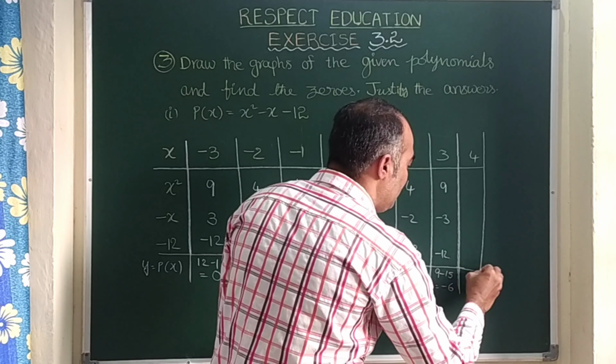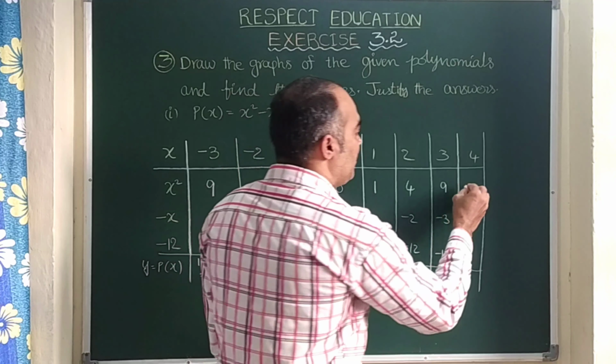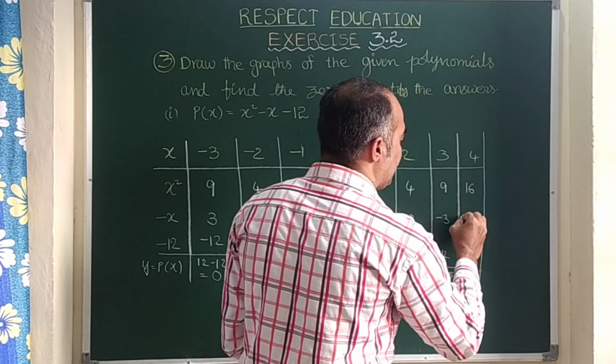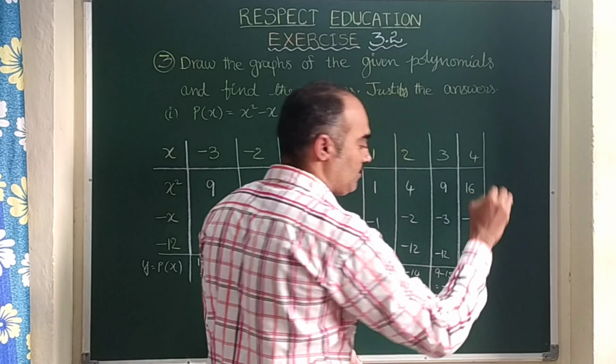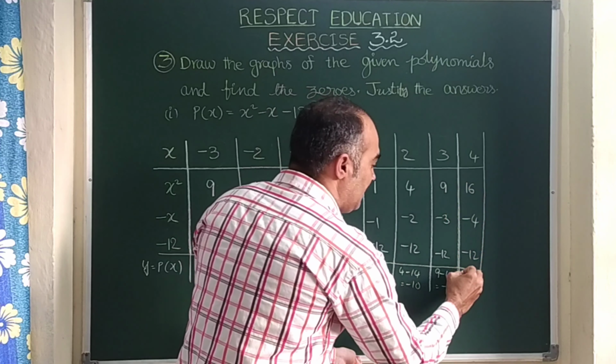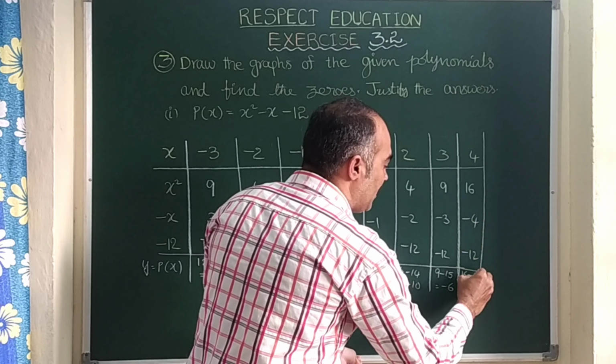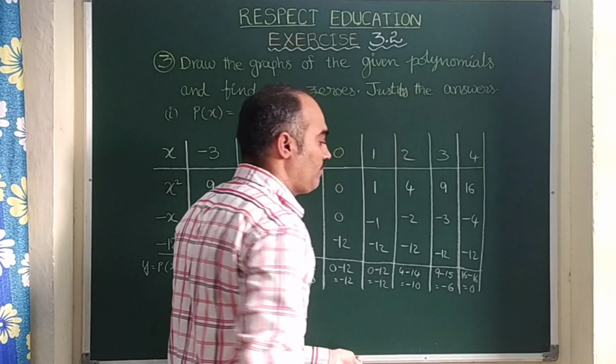And this last value, when we take 4, we get 4 square is 16. This is minus 4. This is minus 12. 16 minus 4 minus 12 is 0. Right?